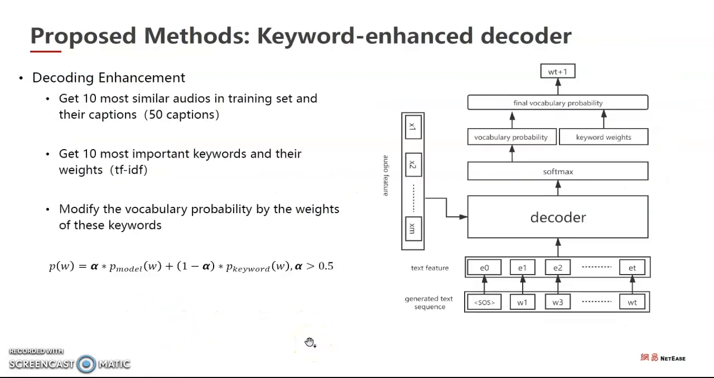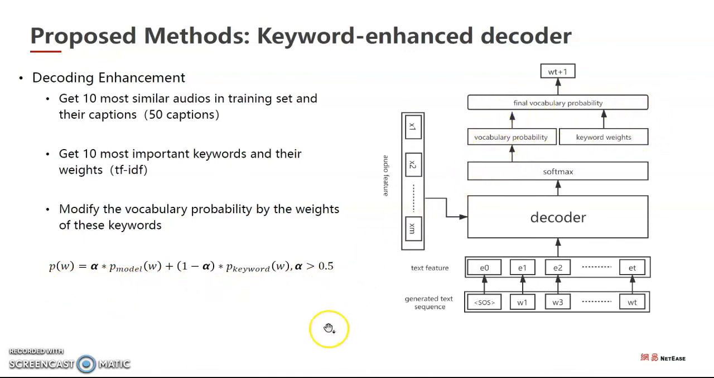After training, we can use the model to obtain similar audio captions corresponding to the input audio. Firstly, we get the 10 most similar audio in the training set and their captions. Secondly, we use TF-IDF to get the 10 most important keywords and their weights. Finally, we modify the vocabulary probability by the weights of these keywords.